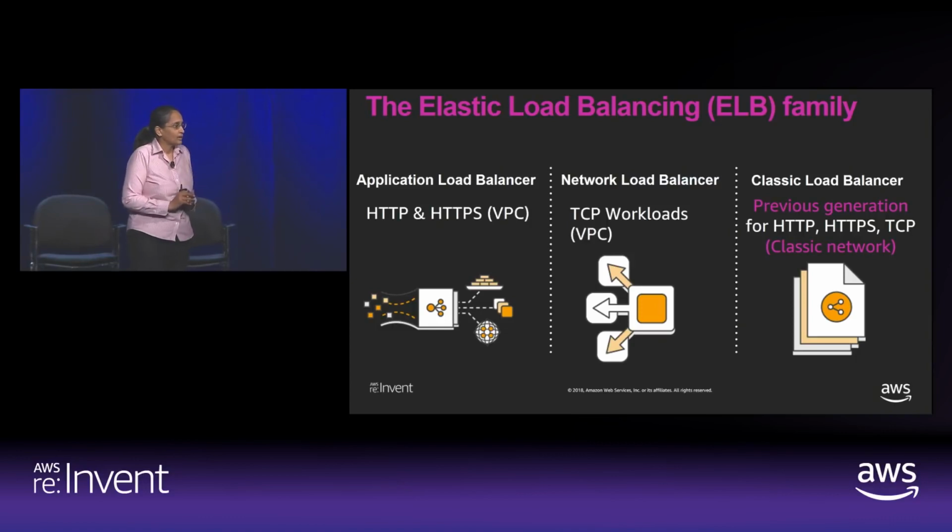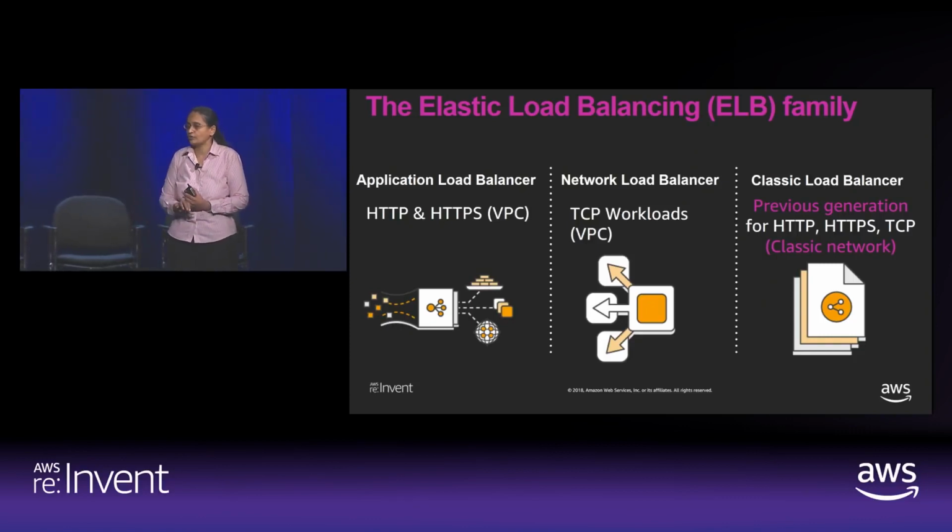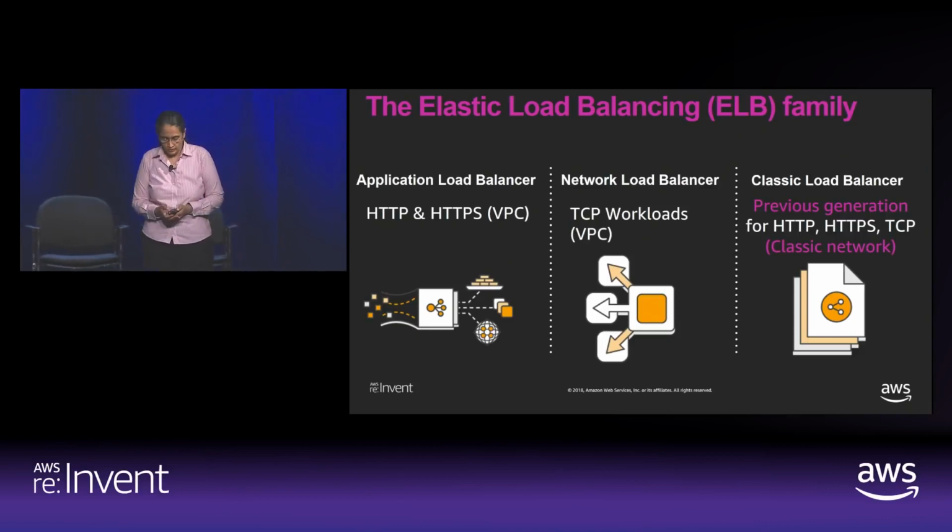The layer 4 load balancer is our Network Load Balancer, which functions at layer 4, suitable for high throughput and can support millions of requests per second. The Classic Load Balancer, which is something that we've had around for a few years, supports both layer 4 and layer 7, but it's not feature-rich.